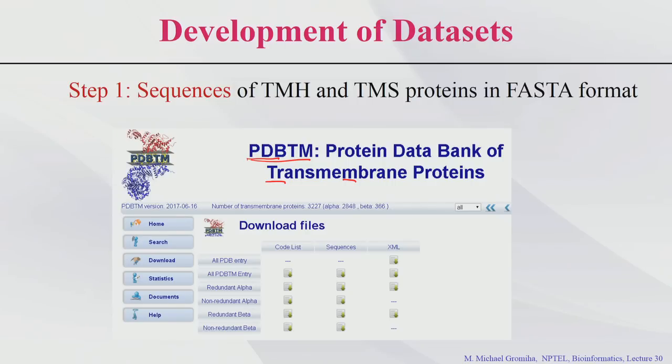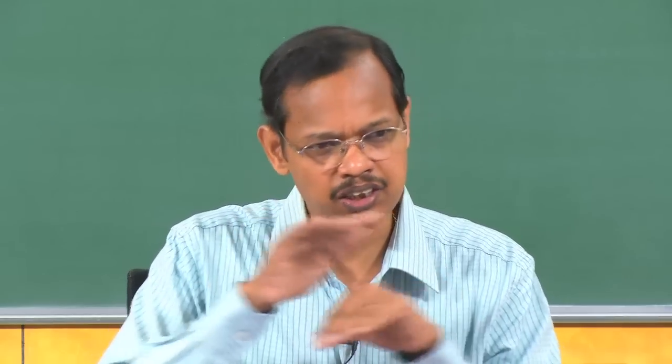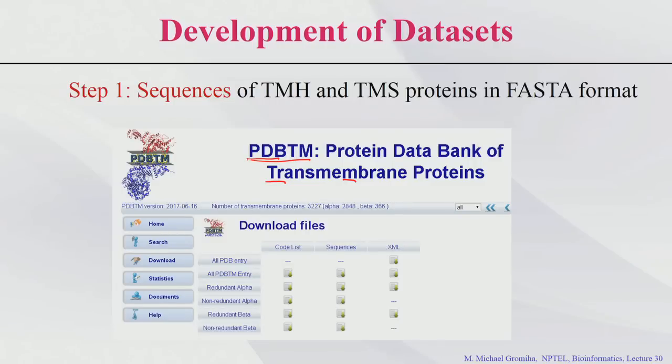In this database you can see different types of transmembrane proteins, either helical type or the beta barrel type. Also it has various options to extract the data based on the number of helices, number of strands. Also they have developed a program to identify the residues which are located in the membrane or extracellular space, and so on. They also have the option to download the data based on the non-redundant data sets for the sequences as well as the structures. Currently there are about 3000 alpha as well as about 300 beta barrel proteins.